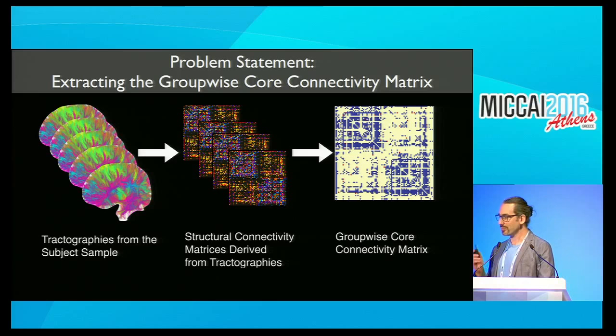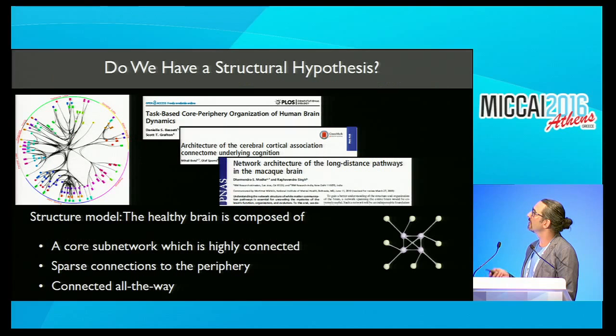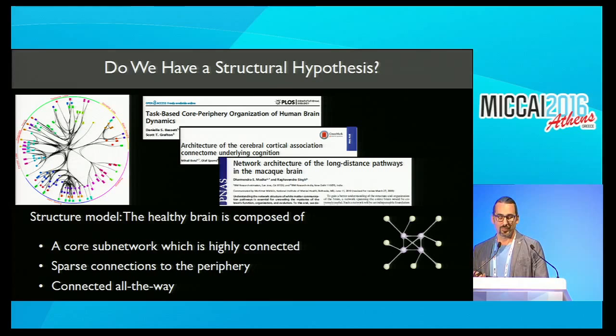Here we take a different approach to the previous talk, in which, from tractography, we go to the structural connectivity calculated by the matrices, as people usually do, and then we calculate the group-wise core connectivity matrix. Usually, nowadays, this is done statistically, but we're going to deal with it from a graph-theoretical point of view. And that will enable us to try to inject the connectivity, the connectedness hypothesis, into the algorithm.